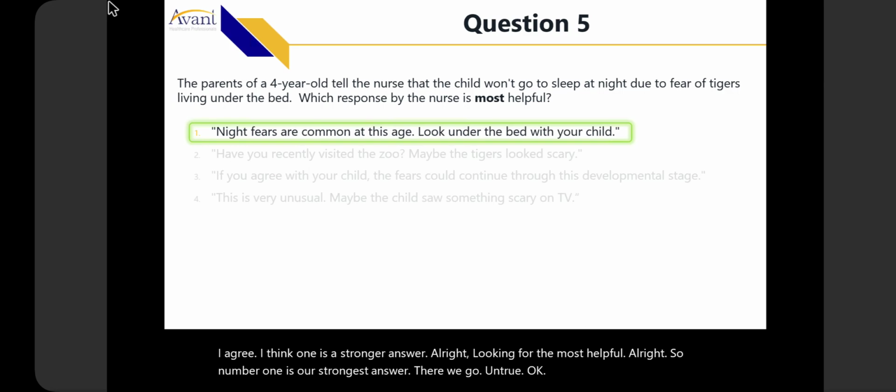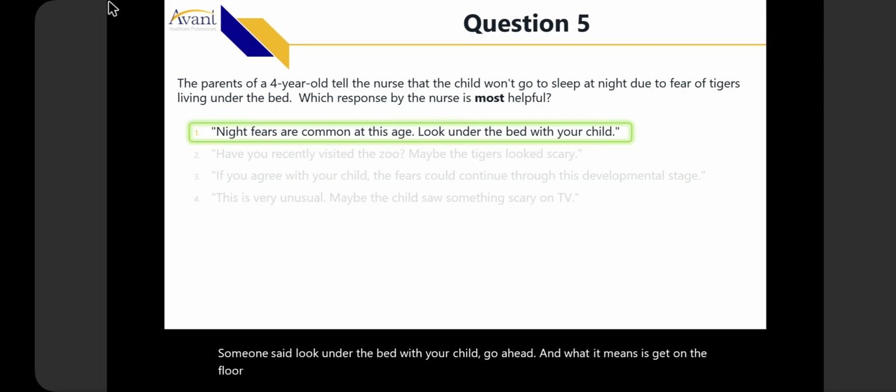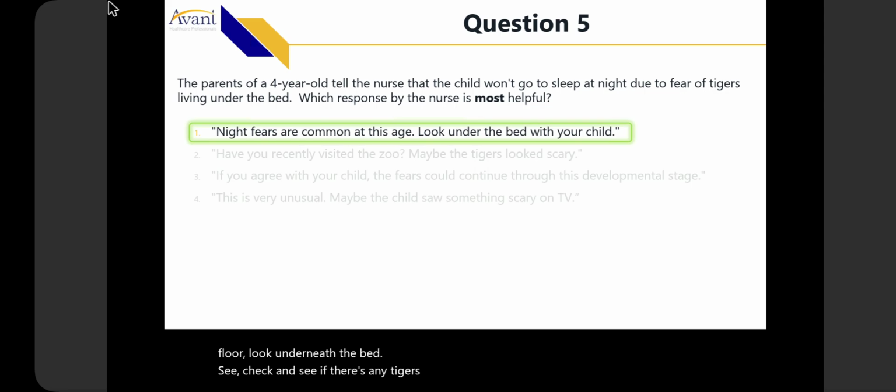Someone said, look under the bed with your child. What it means is get on the floor, look underneath the bed, check and see if there's any tigers. Let the child see if there's any tigers underneath there. That's what it means. Okay. So good. That was all our standalone questions, guys.